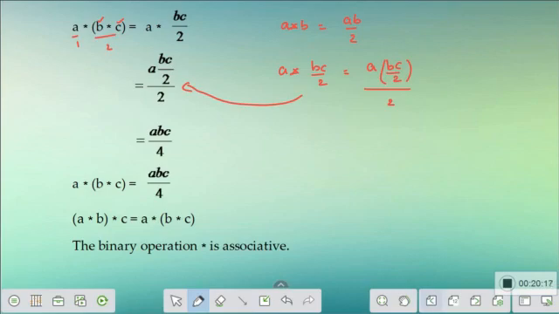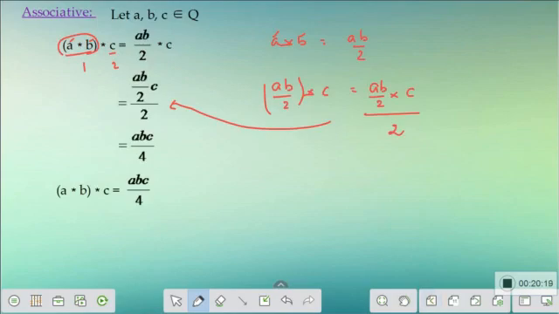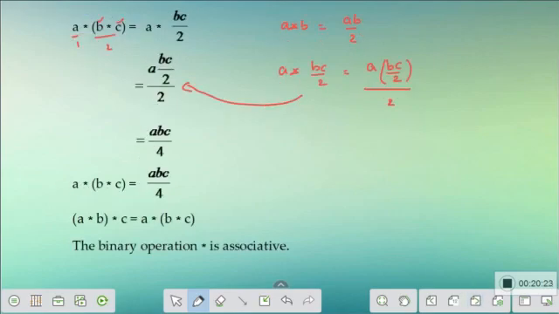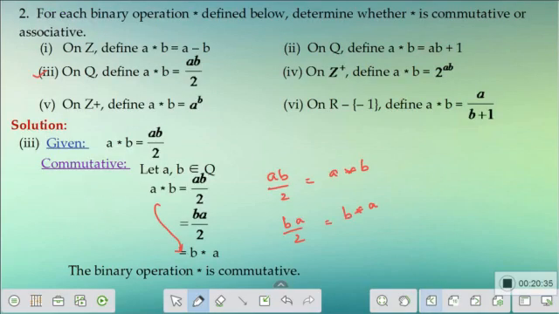You can see in the previous board also A star B star C is equal to ABC by 4. So this tells you that A star B star C equals A star B star C. And hence we can call this binary operation as associative. So the third subdivision that we have discussed, we have seen it is associative and also commutative.